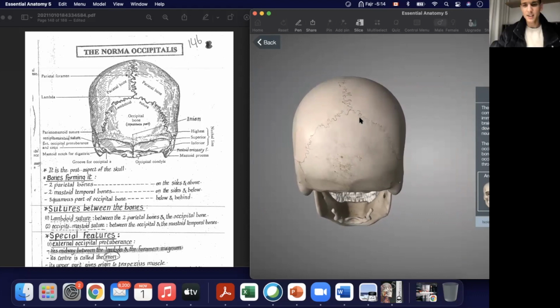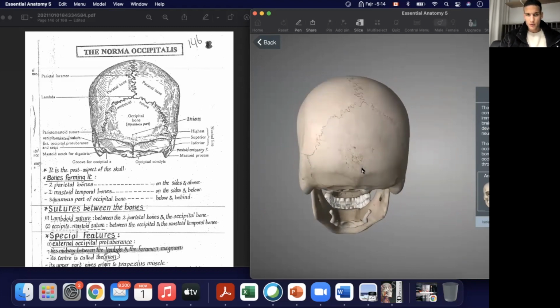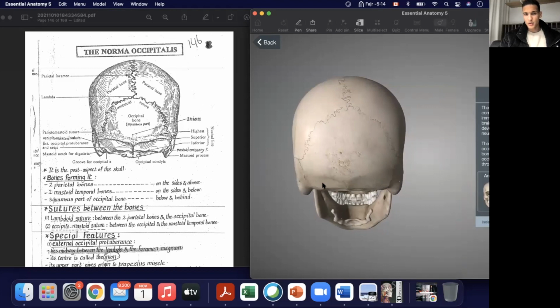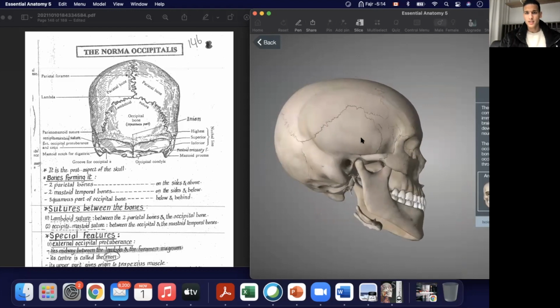Now, the Norma occipitalis, from its name, is majorly made up of the big part, or the squamous part of the occipital bone, the 2 parietal bones, as we discussed, and the squamous part and the 2 mastoid temporal bones. If you can see that this part right here, those processes are called mastoid processes, and they come from the temporal bones. What are temporal bones? Basically, this part right here is a temporal bone.